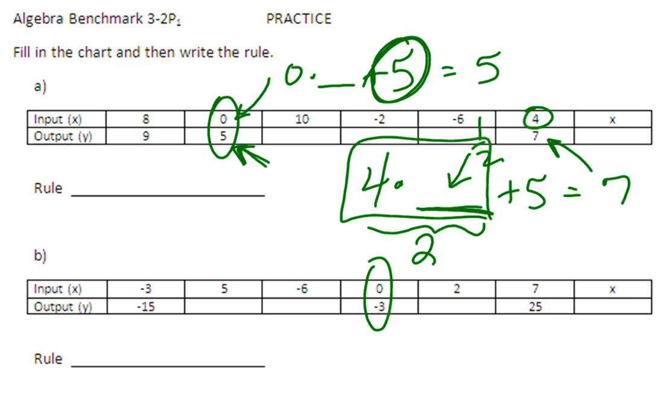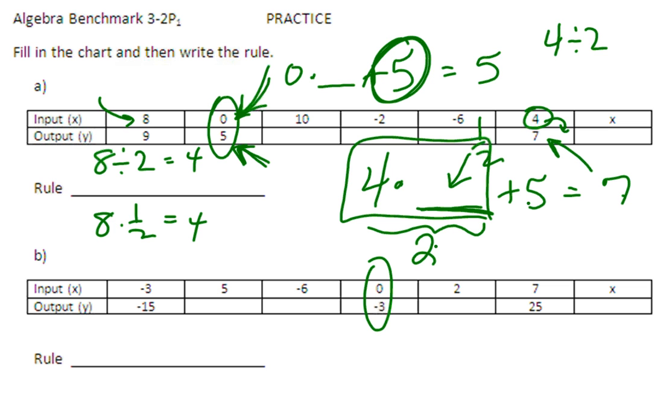So 4 times a half is 2. 2 plus 5 is 7. That's going to work. Or if I want to go 4 divided by 2, or just take this, divide by 2, and then add 5. Let's see if that works. I know it's going to work here because of that 5. Let's just double check it with our other point. Divide by 2, so 8 divided by 2, or 8 times a half. We'll get 4. And then my last step is add 5. Do I get that answer? Yep, 9. So there's our rule.